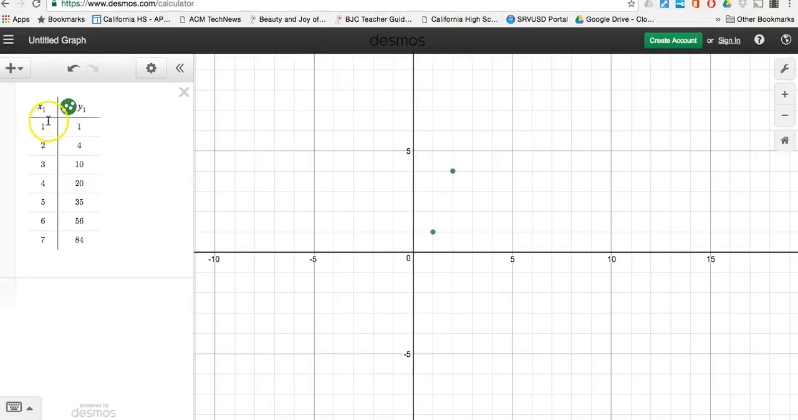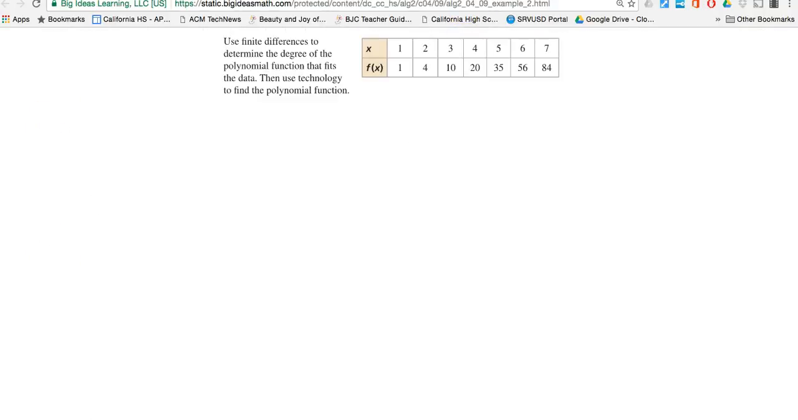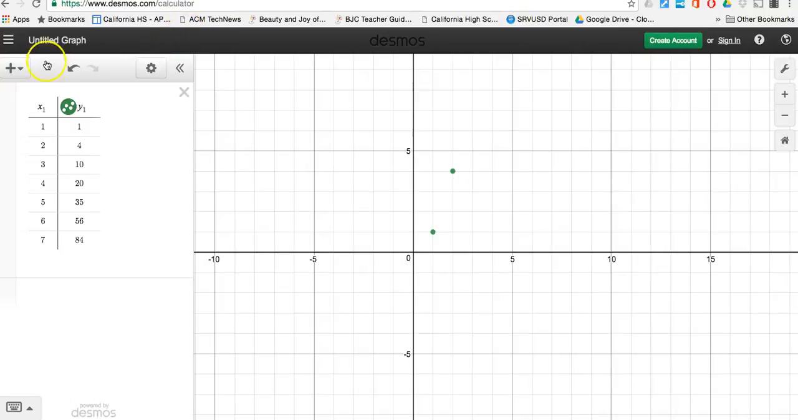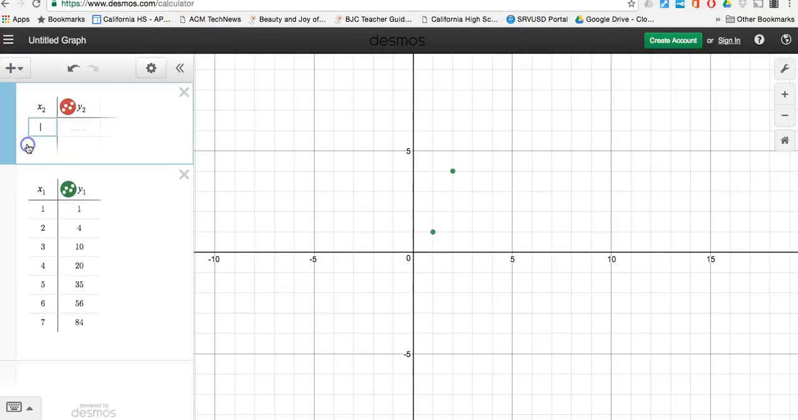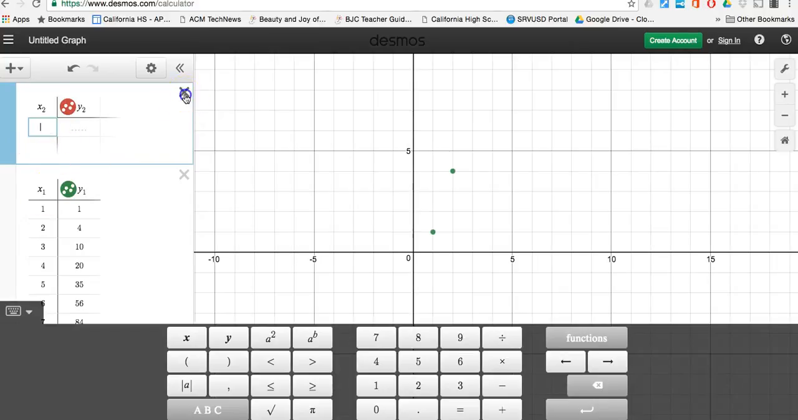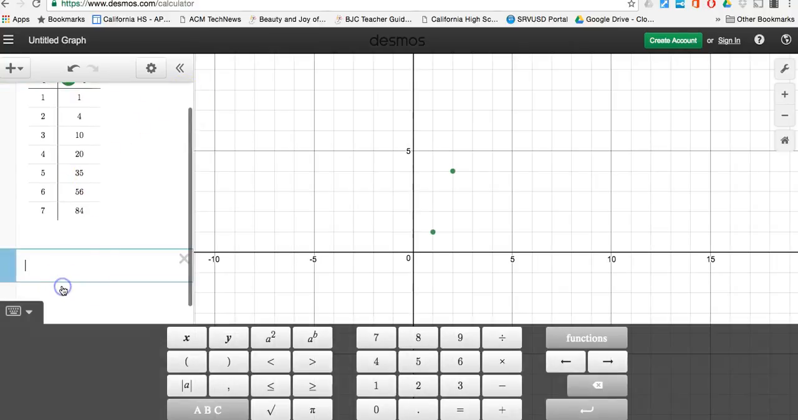What I've done is plug in all of our points. These are the same points over here: 1, 2, 3, 4, 5, 6, 7 and 1, 4, 10, 20, 35, 56, 84. You get to that by going up here and adding a table, and then you just add those values in. So we already have that.